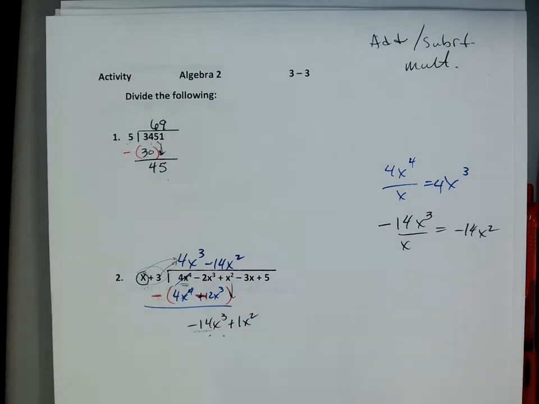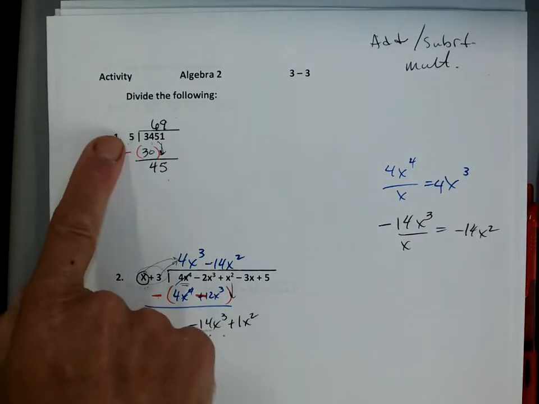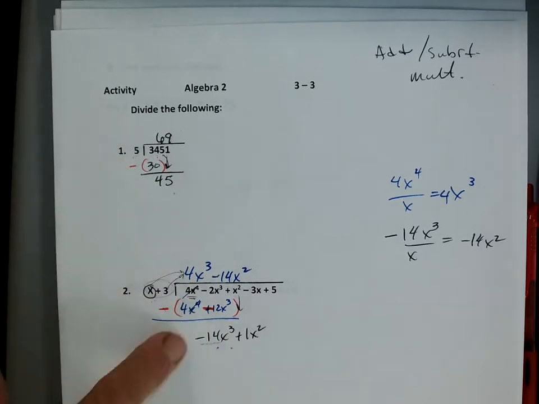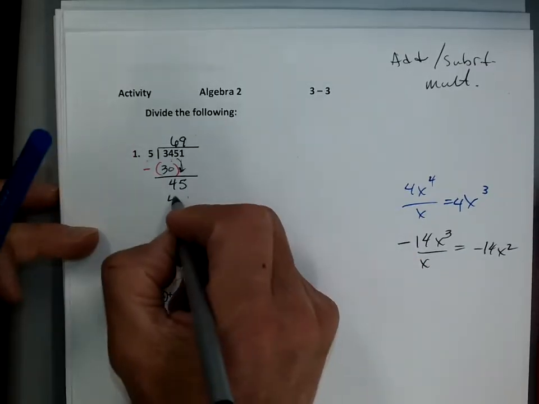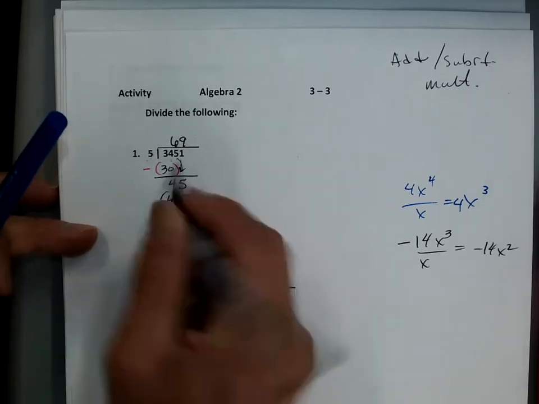Okay, so I'm going to continue this process. So again, back up here we'll go, because we're trying to parallel the two. 5 goes into 45 9 times, so I multiply 5 times the 9, I get a 45, right? And I'll subtract.